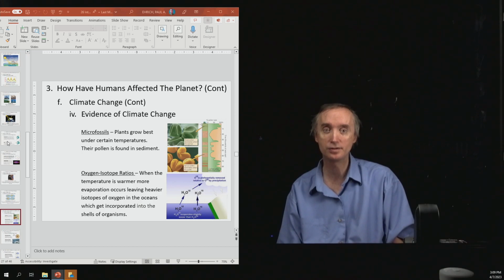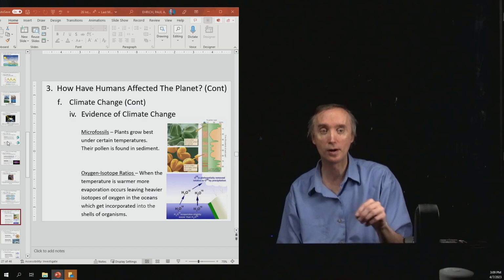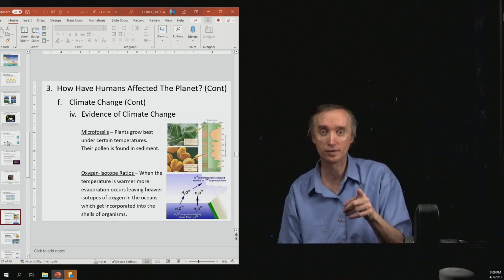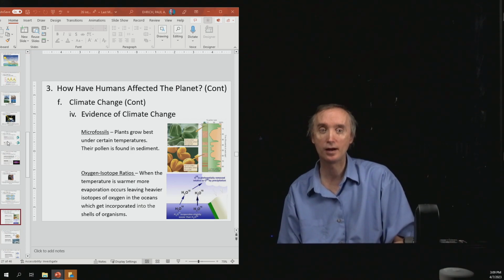So we can date the sediments, and then we remove the pollen from the sediment and we analyze it. And if we find pollen that came from a plant that likes hot weather, then we can surmise what the temperature was like during that time period. And so off there to the side, you see how the climate of the Earth has changed.